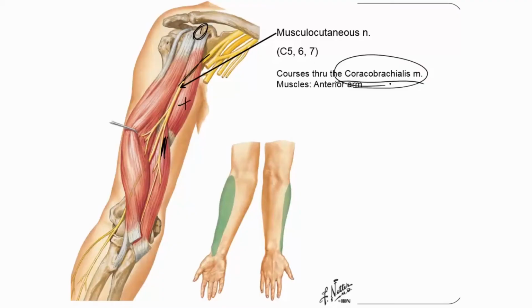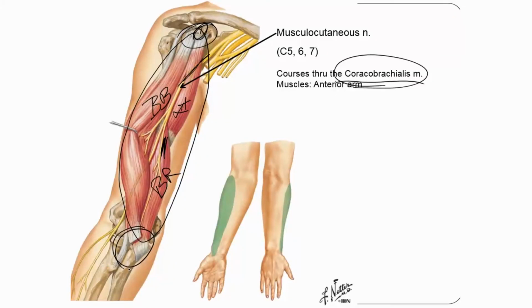The muscles that it supplies are the muscles of the anterior arm: the coracobrachialis, the biceps brachii, and the brachialis. Those three muscles are important for shoulder flexion. They are important for elbow flexion. And interestingly, the biceps, as it attaches to the radius, the radial tuberosity, is also important in the action of supination, but when the elbow is in a flexed position.